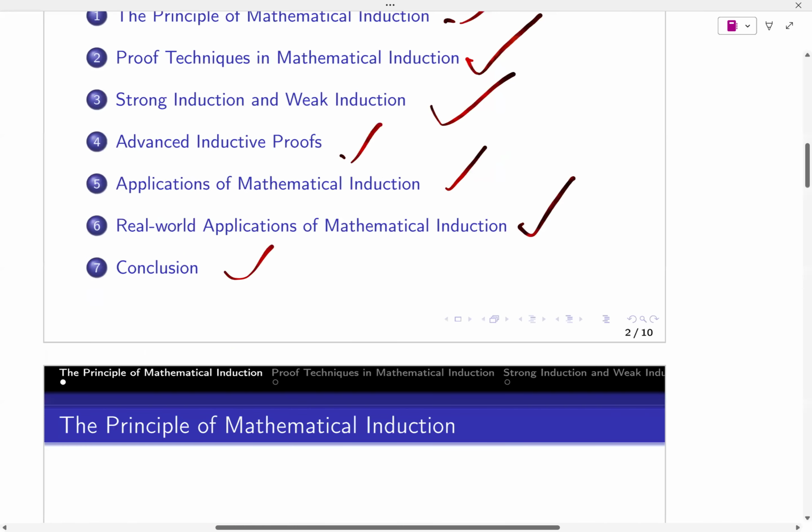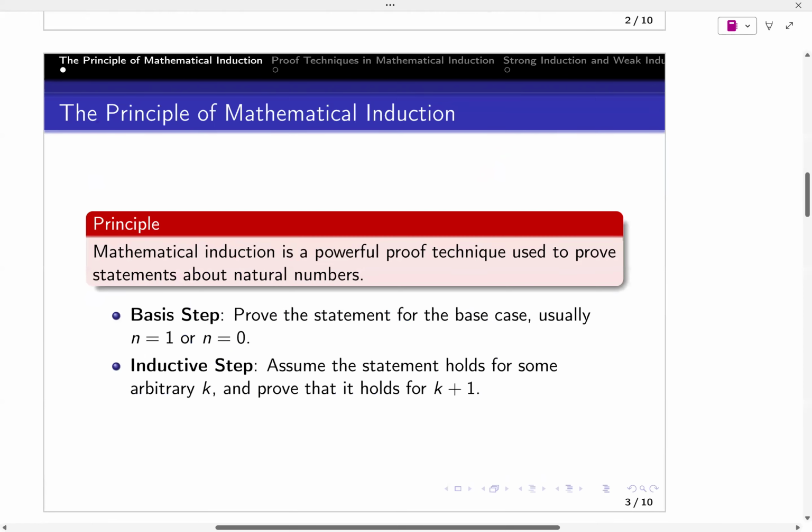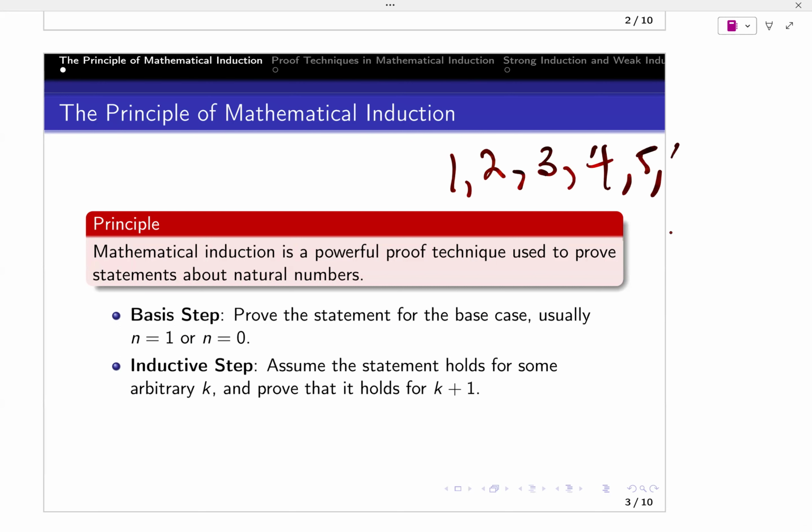All right. So let's talk about the principle of mathematical induction. Mathematical induction is a powerful proof technique used to prove statements about natural numbers. Of course, in case you don't know, natural numbers are the normal counting numbers, 1, 2, 3, 4, 5, 6, and so on. So mathematical induction is a powerful proof technique used to prove statements about natural numbers. So we have to pay attention that it's for natural numbers.